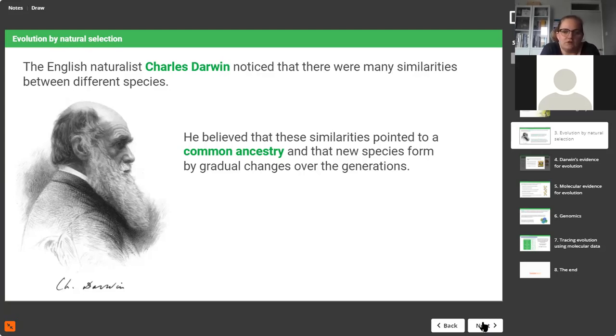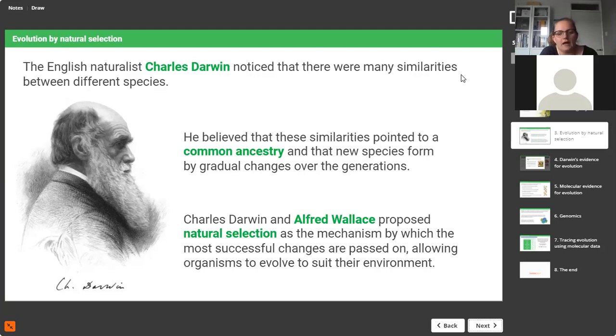So Darwin used this information, and he believed that these similarities pointed to a common ancestry, and that new species formed by gradual changes over the generations. His thought would be, well, birds all have wings. Somewhere in the past they will have had a common ancestor, and obviously you'll have other birds that are a lot more similar than the huge difference between a parrot and a pigeon. For example, Darwin looked at finches, and these finches were all very similar, but they had very big differences. Lots of it was to do with the shapes of their beaks, and that was the idea that new species have formed by gradual changes over generations.